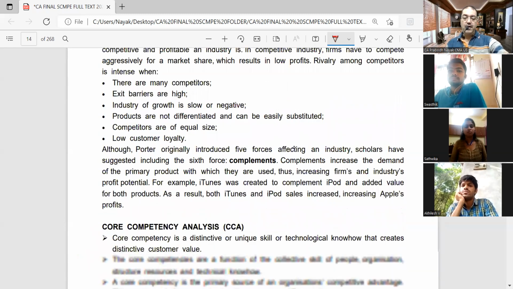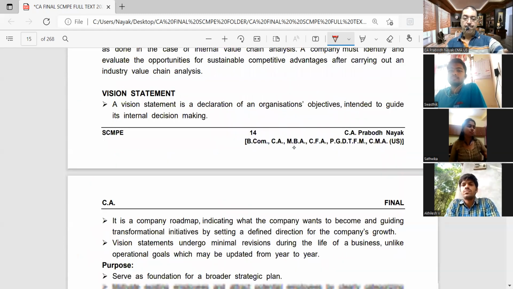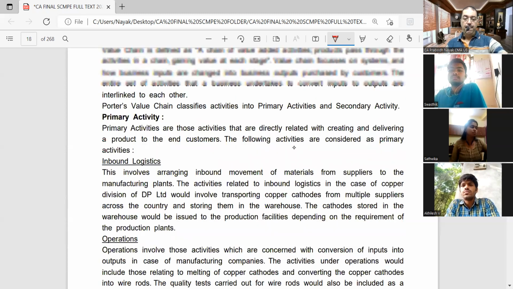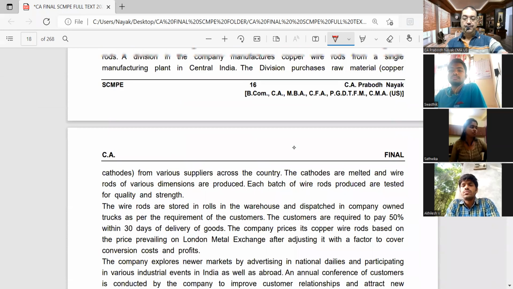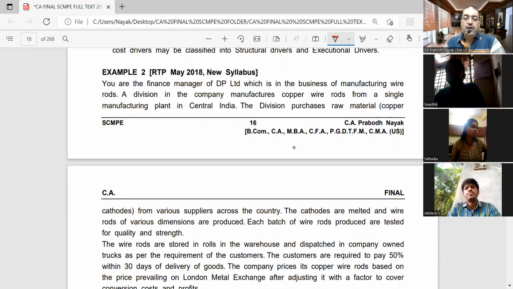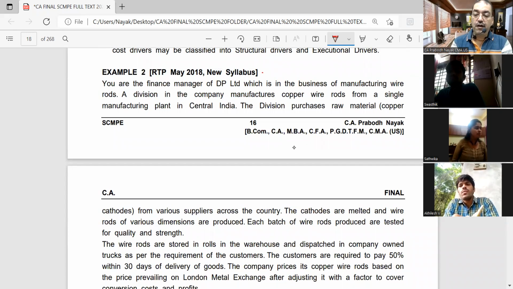So let us take a case study here. I'm taking a small example from your RTP of May 28. Example 2, page number 16. It's a case study. You are the finance manager of BP Limited. I'm telling you how the question is going to come and how to write the answer. You are the finance manager of BP Limited, which is in the business of manufacturing wire rods. This is your example of case study.